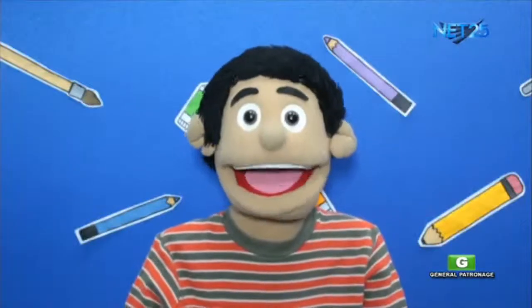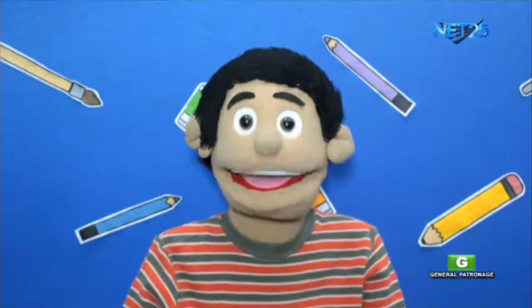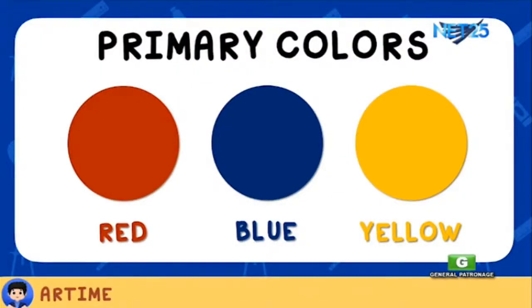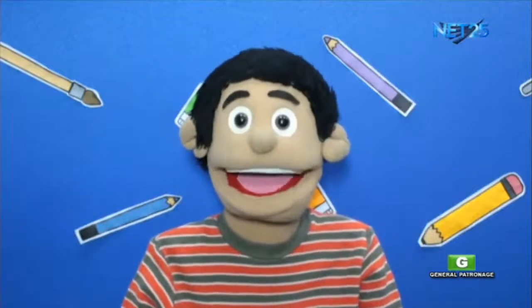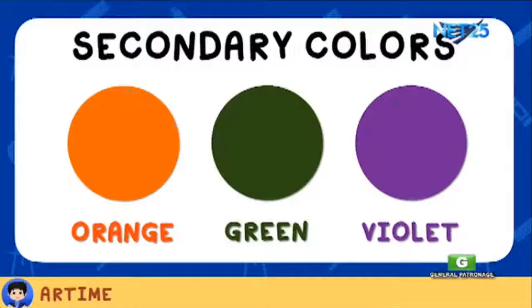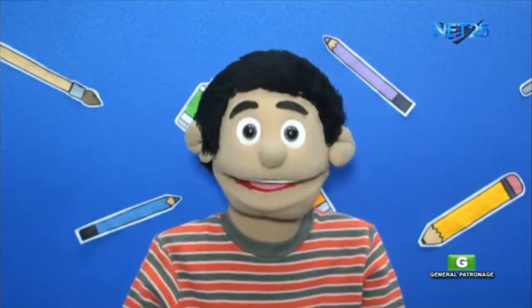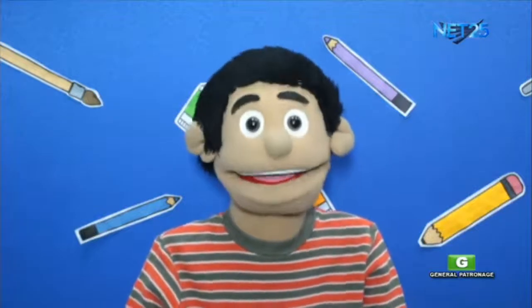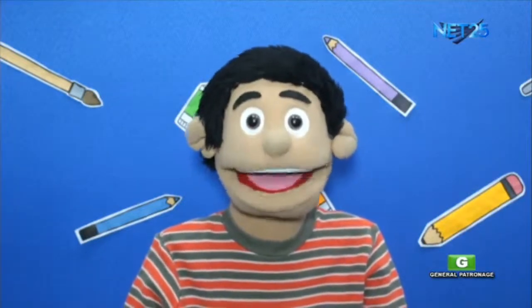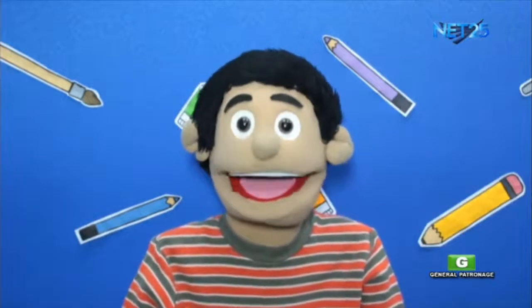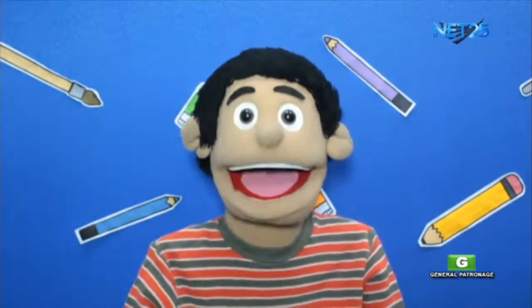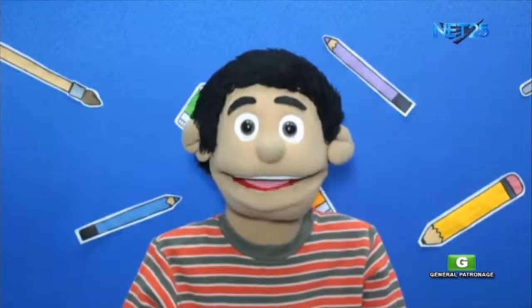Amazing! Remember, there are three primary colors: red, blue, and yellow. And there are three secondary colors as well: orange, green, and violet. Colors are really interesting, right, friends? You can do a lot by mixing two primary colors. We can make secondary colors, and we can use these colors to do our worksheet for today.